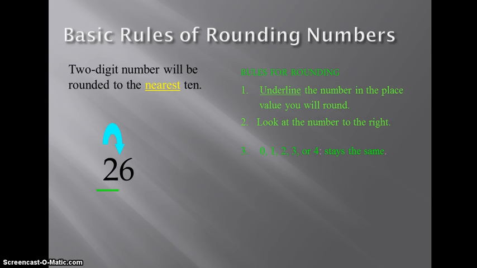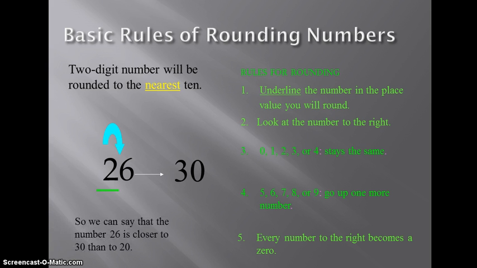If the number to the right of the number you'd like to round is 0, 1, 2, 3, or 4, the original number is just going to stay the same. If it's 5, 6, 7, 8, or 9, it will go up one more number. So in this case, since there is a 6 in the ones place, the 2 will round up to 3, which means that 26 then rounds up to 30, because every number to the right of the number you rounded becomes a 0. So we can say that the number 26 is closer to 30 than to 20.